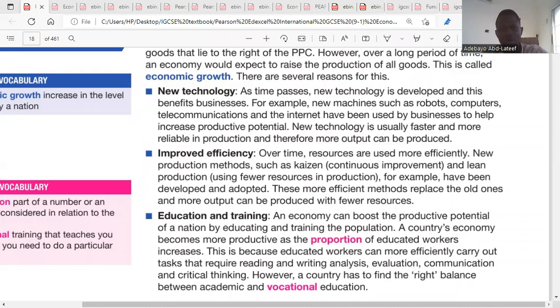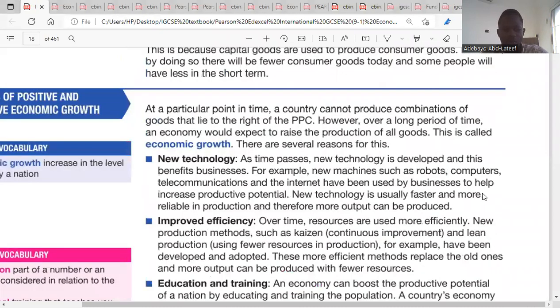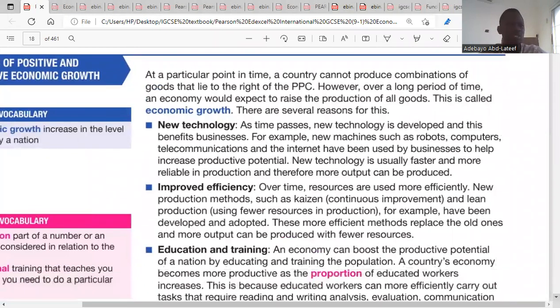We're still talking about production possibility curve, but today we need to talk about economic growth, causes of positive and negative economic growth. What is economic growth? Economic growth means increase in output. That is what economic growth is basically.